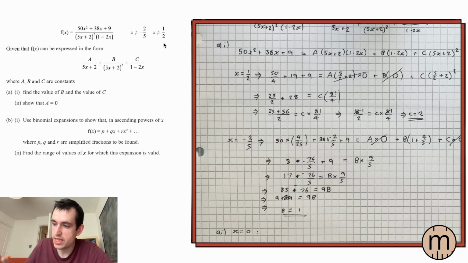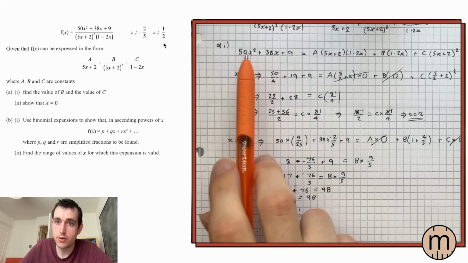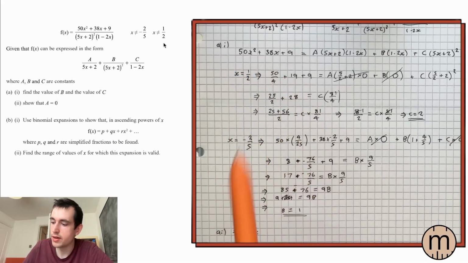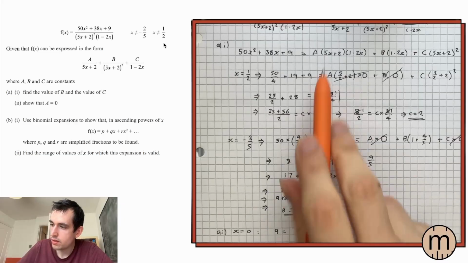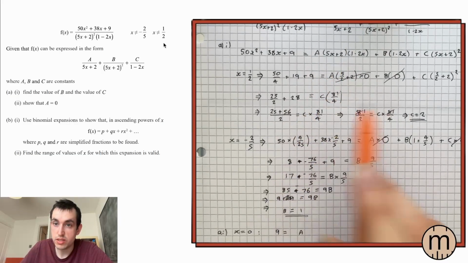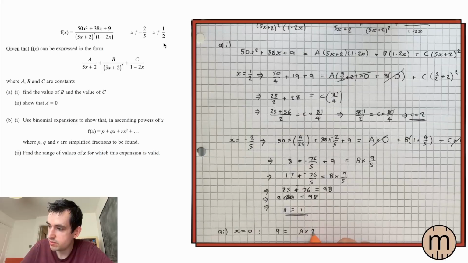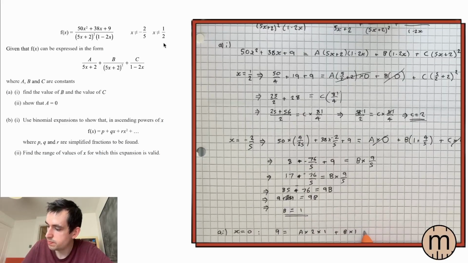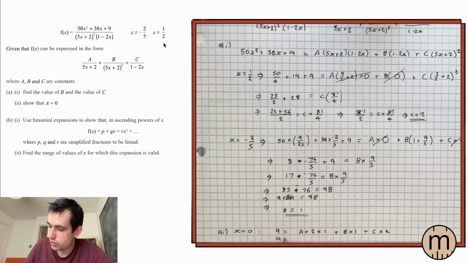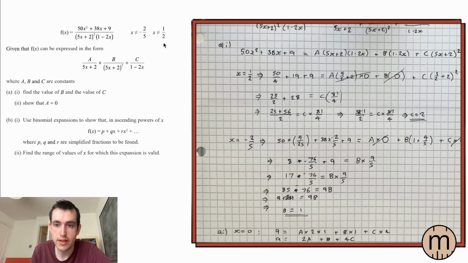But 0 is going to be the easiest one here because 50 times 0 is 0. 38 times 0 is 0. So the only thing left is going to be 9. And then on the other hand side, we can simply get rid of those x terms because it's 5 times 0. So we're going to have a times 2 times 1 plus b times 1 plus c times 2 squared, or 4. So it's simplified down a heck of a lot by using the value x equals 0, where if we use the value x equals 1, then you would have had to put a bit more thought into it.